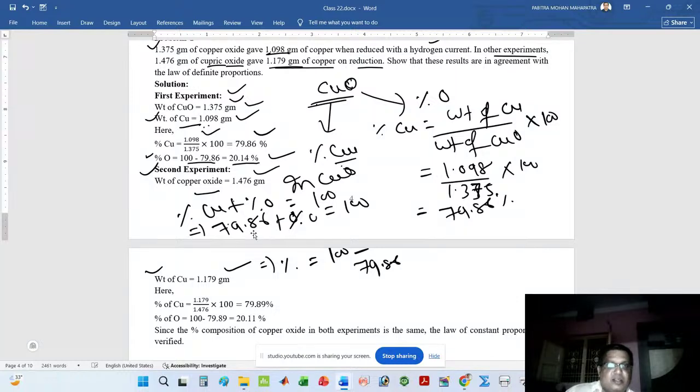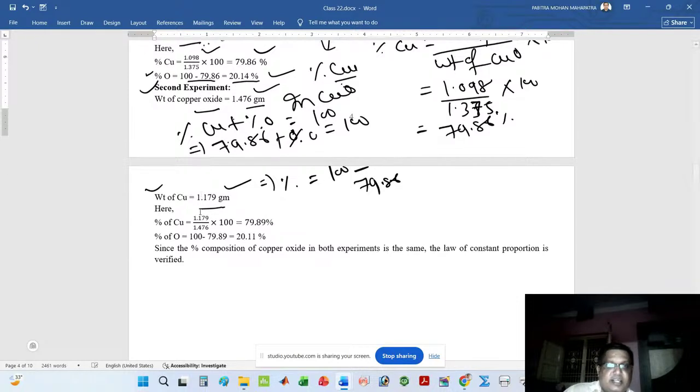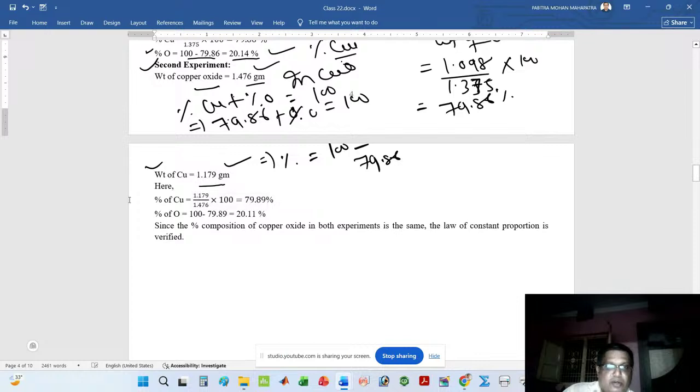Here the weight of oxide is 1.476 gram. Weight of copper is 1.179 gram. Percentage of copper, again apply the same concept. Percentage of copper means weight of copper divided by weight of copper oxide into 100. Here the weight of copper means 1.179 gram and weight of the copper oxide is 1.476.